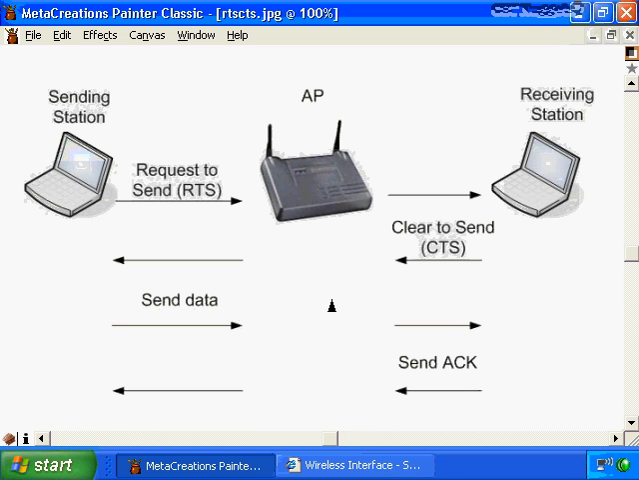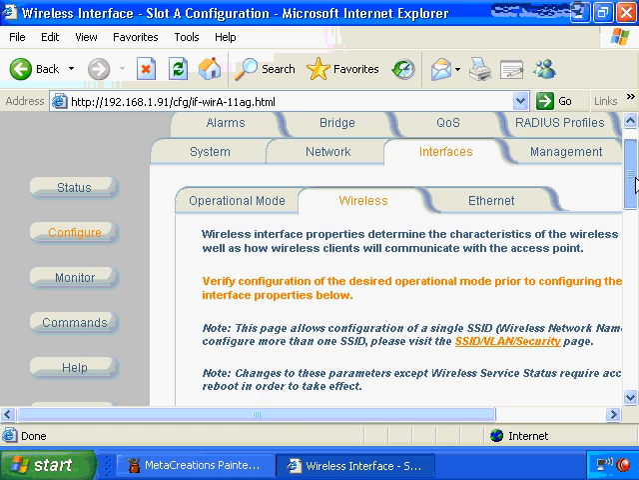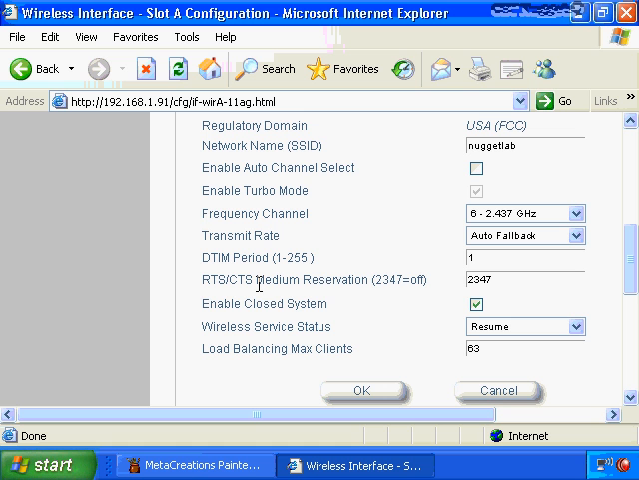And as I mentioned before, RTS-CTS is disabled as a default. And there's actually three settings for the RTS-CTS functionality. The first is off, the second is on, and then the third is on with a threshold. So let's take a look at this setting on my Proxima wireless access point, which is found underneath the Interfaces Wireless tab. And if we scroll down here, we see RTS-CTS medium reservation 2347 equals off. So this is the default setting. I had not changed it. So the RTS-CTS functionality, or this transmission mode, is disabled as a default.